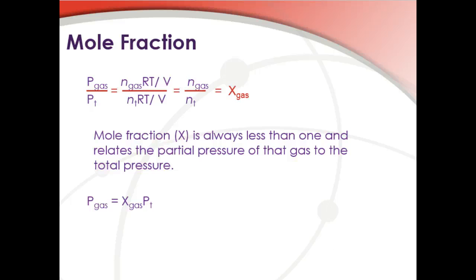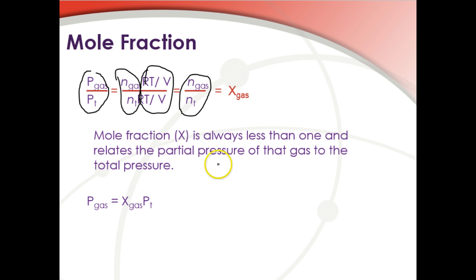What those percentages are called, or if they're expressed as decimals, are mole fractions. The mole fraction of a gas is equal to the partial pressure of the gas over the total, or the number of moles of the gas over the total number of moles, because both of those things are related through the ideal gas law. The RT over V remains constant, so all we're left with is n of gas over n total. And that's the mole fraction. It's a decimal. You can multiply by 100 to get mole percent if you wanted to.